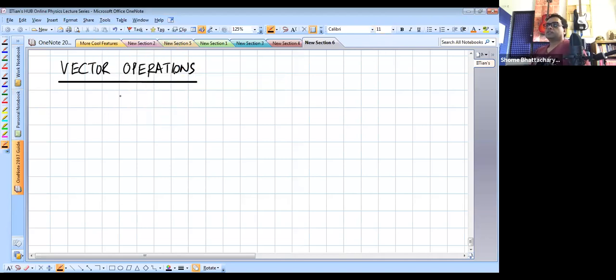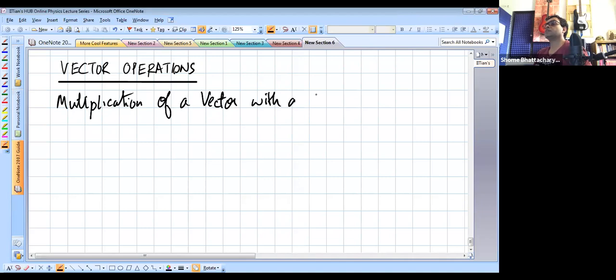Right, now just about the vector operation. So the first type of operation we'll see is multiplication of a vector with a scalar.